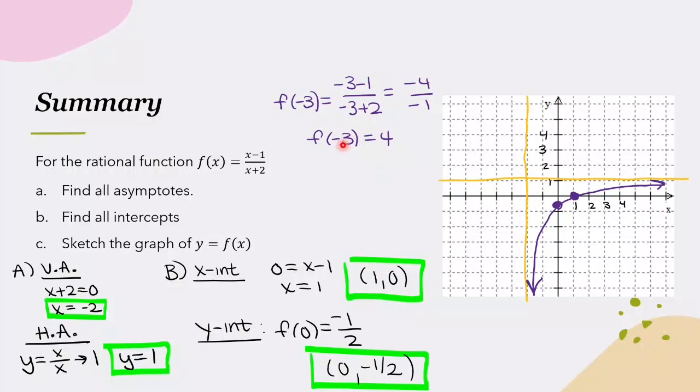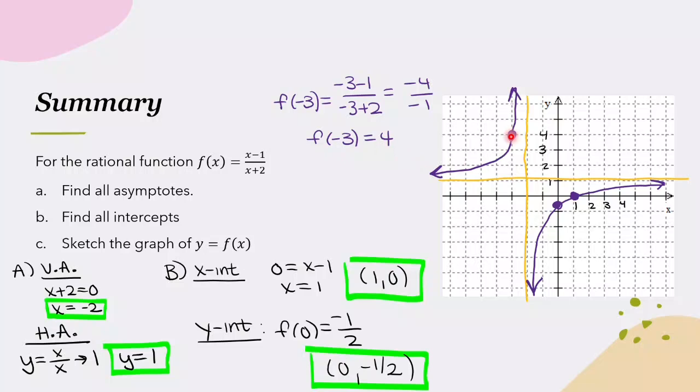So I took negative 3 and I plugged that into the function. I got negative 3 minus 1, that's negative 4, over negative 3 plus 2, that's negative 1. That simplifies to 4. So if f of negative 3 is 4, that means my graph has to contain the point negative 3, comma 4.